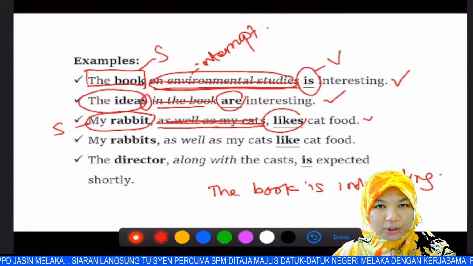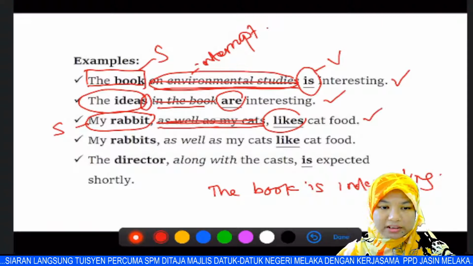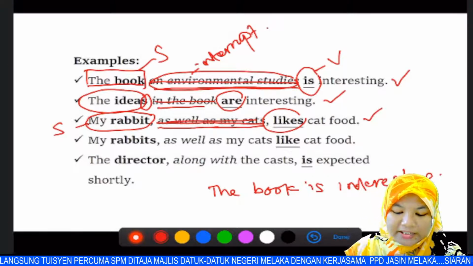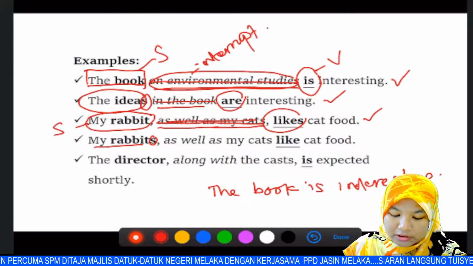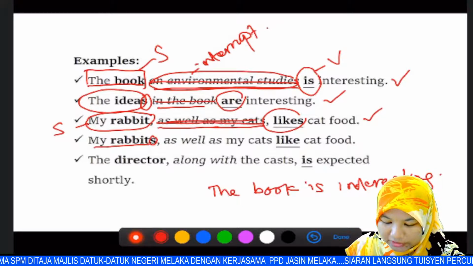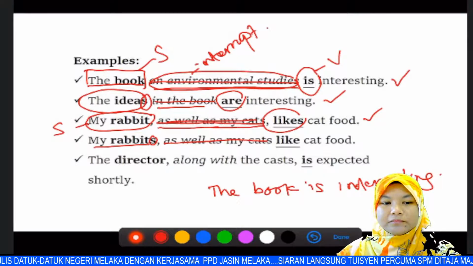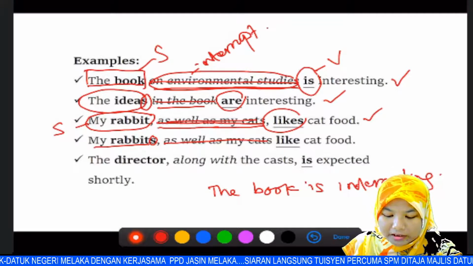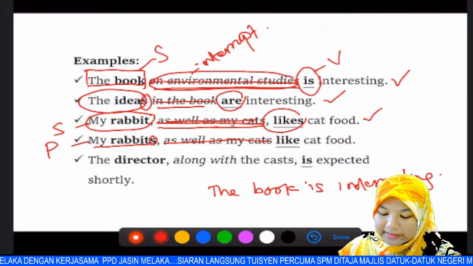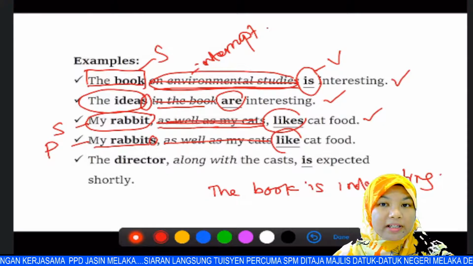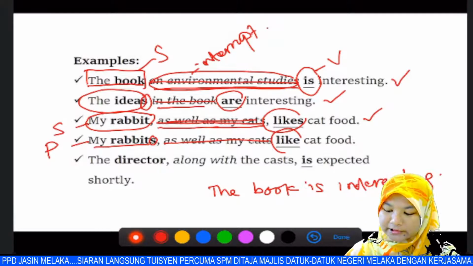Number 4 is just contrary to number 3. For number 4 I use "my rabbits," which means there is more than one rabbit. Again, ignore the extra phrase because it does not affect your basic agreement. My rabbits will be plural, so we use "like," the verb without S. My rabbits like cat food.